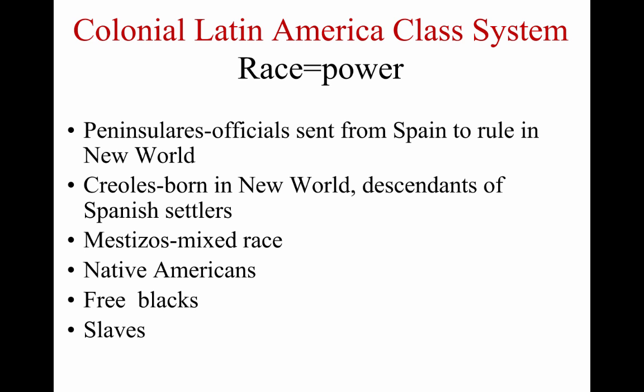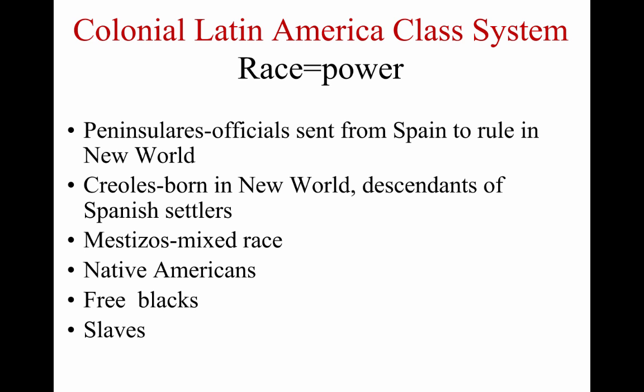What we see is that the Spanish create a class system that equates race or ethnicity with power. And they get very specific in terms of the hierarchy of ethnicity and race. At the very top of this class system are the Peninsulares. So the Peninsulares are Europeans, but they are born in Spain, right? They were born in the Iberian Peninsula, which is where Spain is.